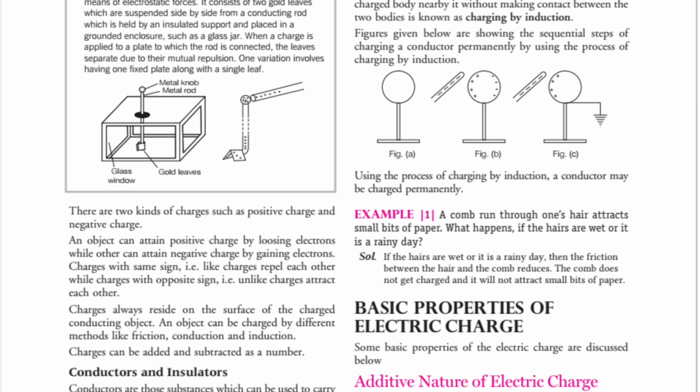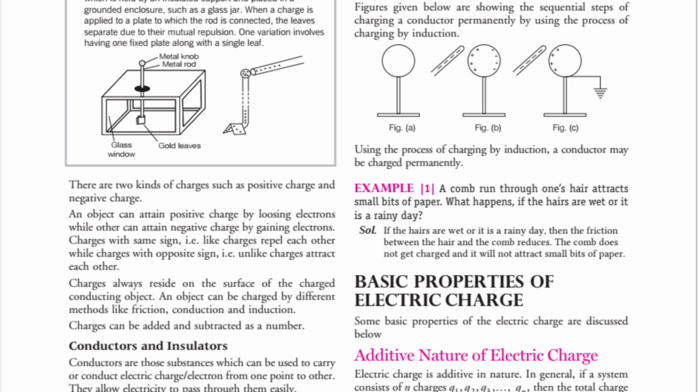Then example 1, a comb run through one's hair attracts small beads of paper. What happens if the hairs are wet or it is a rainy day? Okay, क्या होगा तब? Solution: if the hairs are wet or it is a rainy day, then the friction between the hair and the comb reduces, right? वो friction reduce हो जाएगा क्योंकि rainy day में it will be a moisture over there. So the comb does not get charged and it will not attract small beads of paper. जो comb रहेगा वो charge नहीं होगा और इसके कारण it will not attract small beads of paper. पेपर को attract नहीं कर पाएगा.